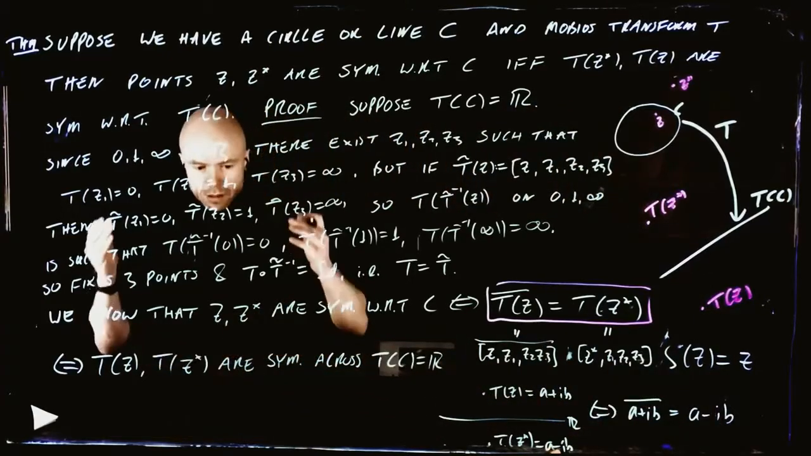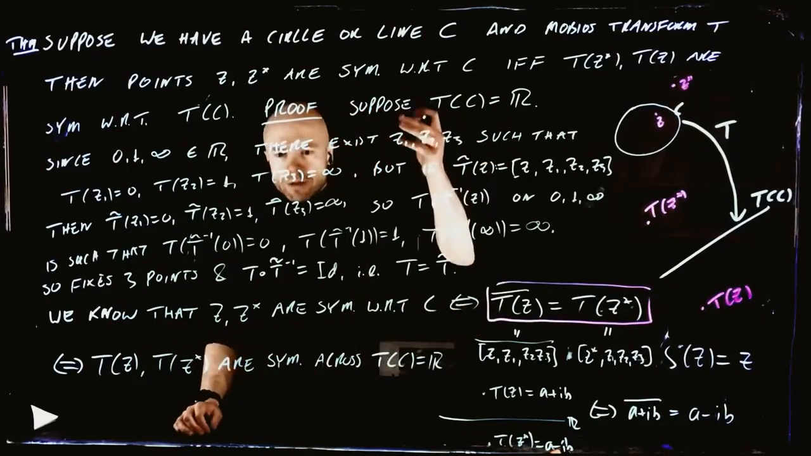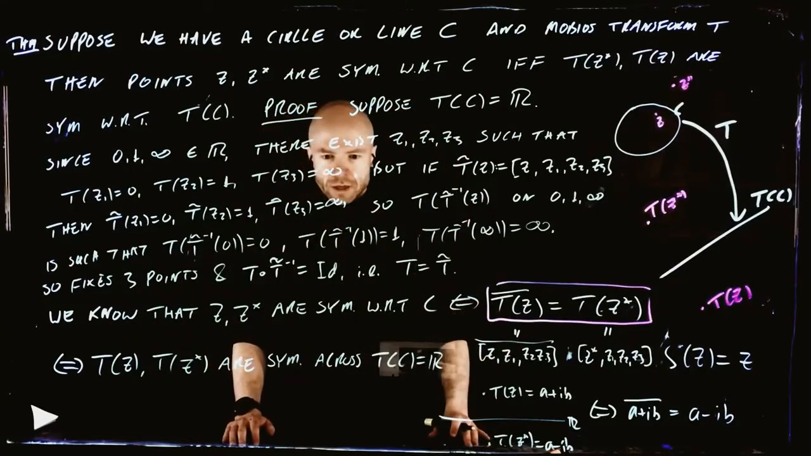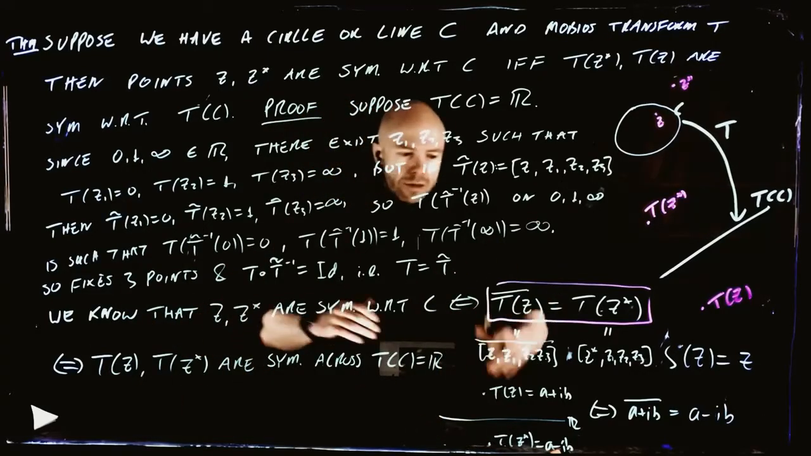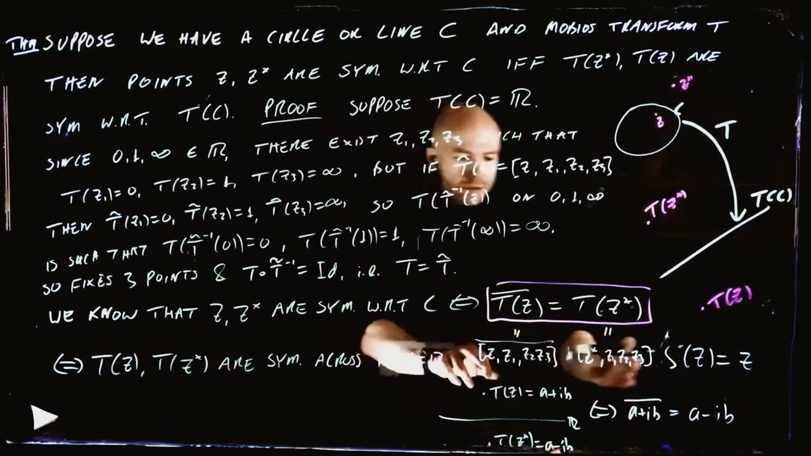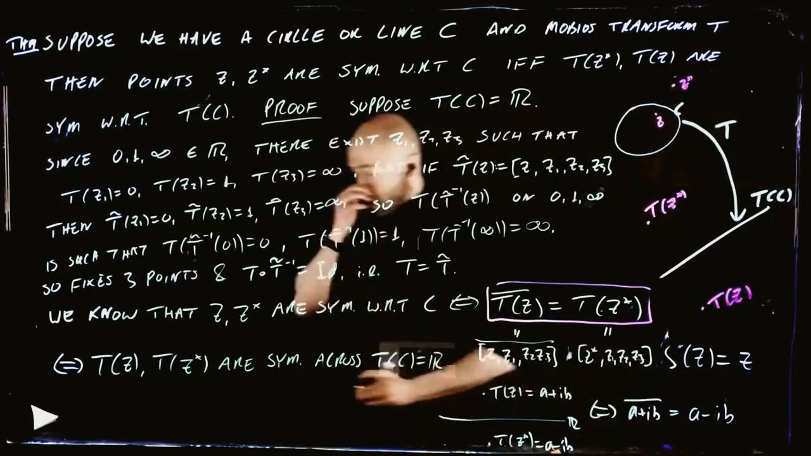All right, so in the case when the image is the real numbers, then this thing is trivial. This thing, not trivial, but this thing follows from what we know already about symmetry being equivalent to this condition for any 3 points. Cool.